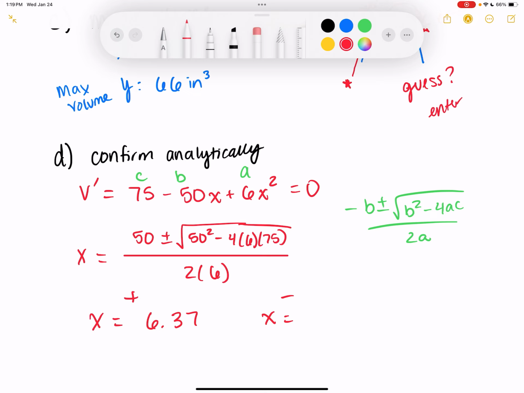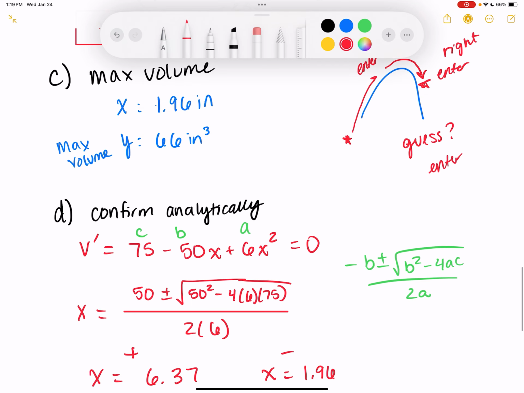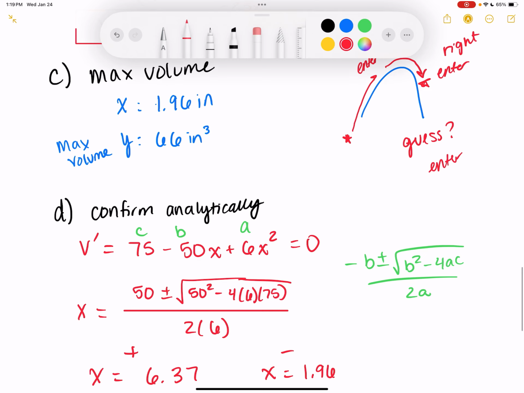I got 1.96. Would you look at that? What is that? 1.96 and 1.96. They're the same. They match. Okay, so we verified this here.